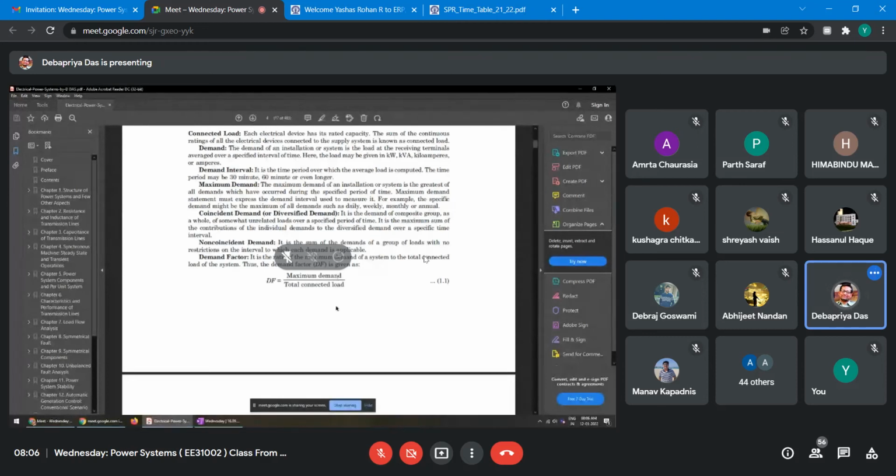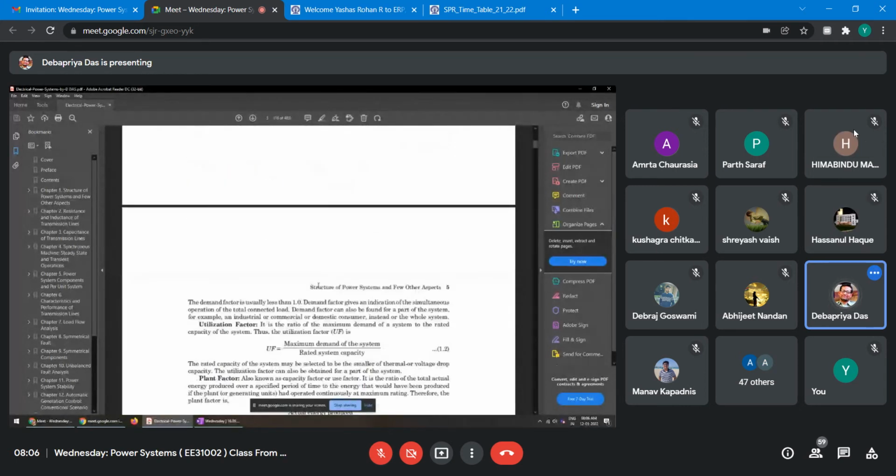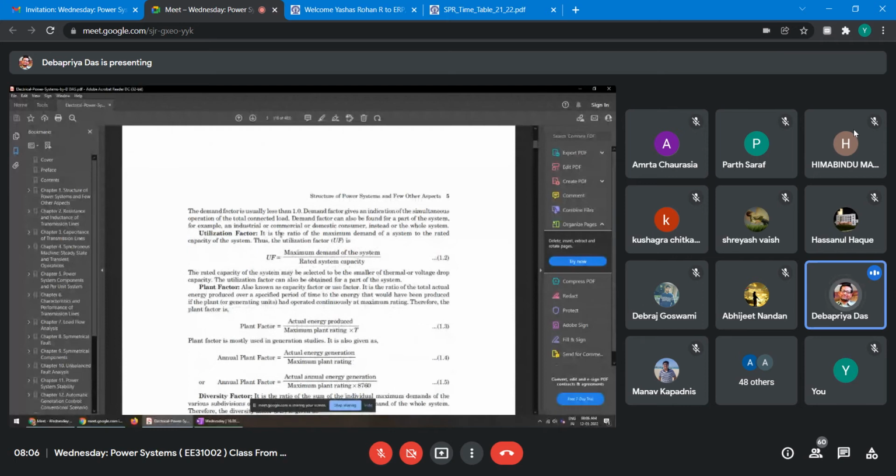Equal to 1, but all your connected loads are on, then maximum demand will be equal to total connected load. In that case, it will be 1. Otherwise, it will always be less than 1. It is true for everything, not only your residence, as a whole also. When you talk about power system, industrial consumer, agricultural consumer, like this. So then utilization factor.